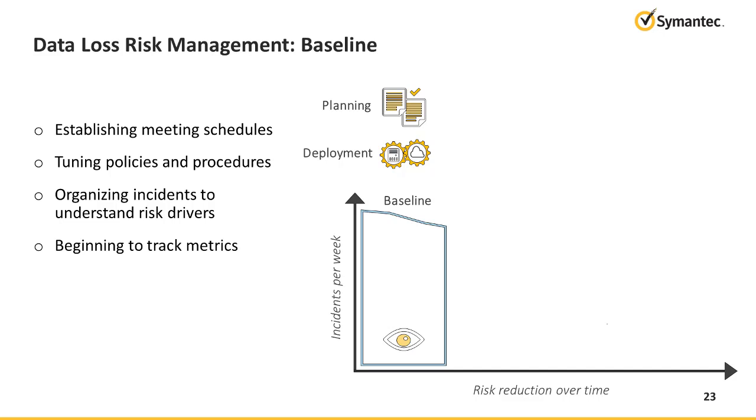Some organizations stay in the baseline phase longer, up to 6 months. The benefit of staying in the baseline phase longer is that it is possible to detect processes that may occur only on a quarterly, semi-annual, or annual basis, with the obvious downside that risk levels will remain steady in the interim. Some of the key baseline tasks in this phase include establishing meeting schedules, tuning policies and procedures, organizing incidents to understand risk drivers, and beginning to track metrics.